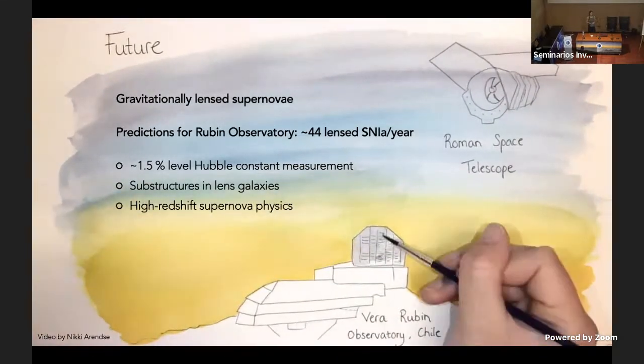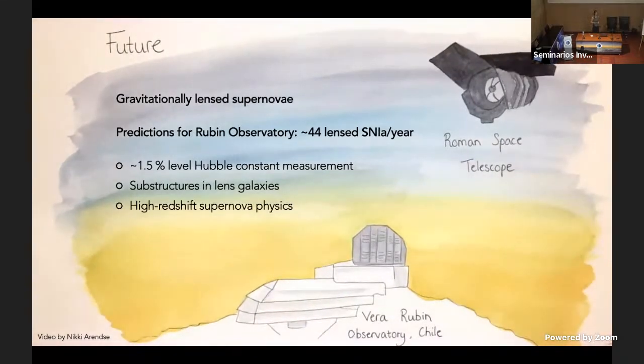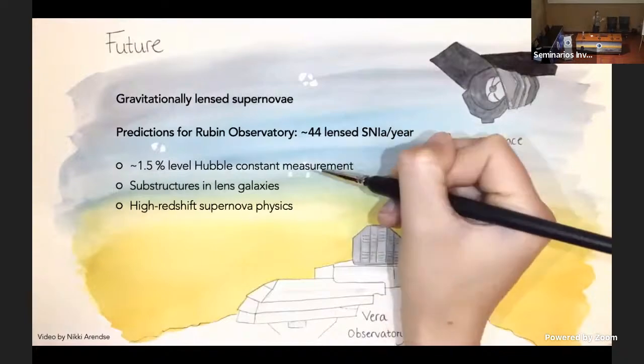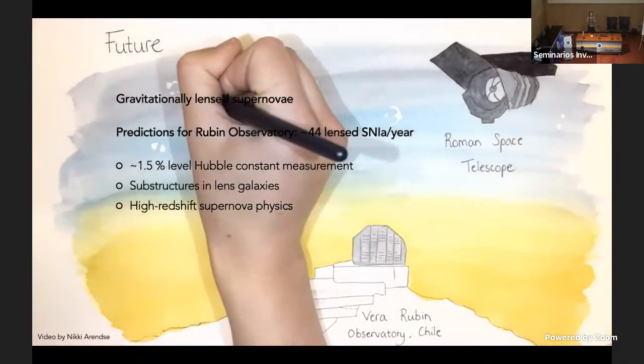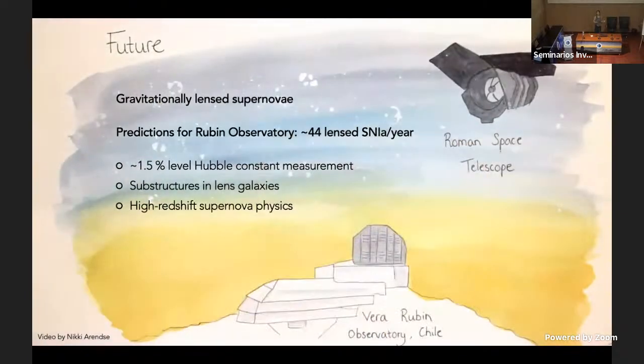Predictions I made for LSST predict that we will find around 44 lensed type 1a supernovae a year. And with this sample, we can get really accurate measurements of the Hubble constant. We can learn about substructures in lens galaxies, high redshift supernova physics, and who knows what more.